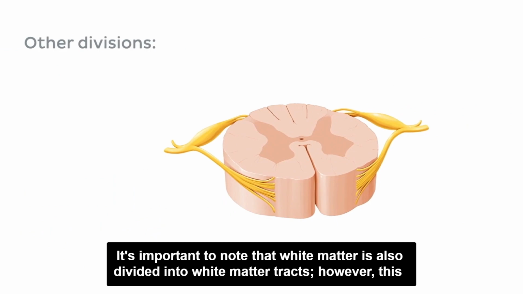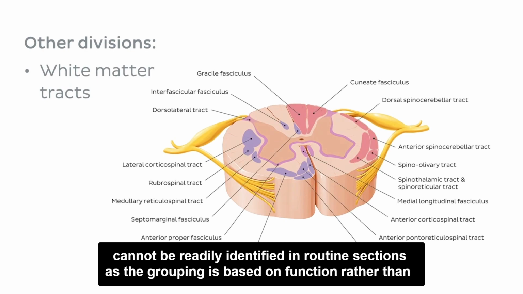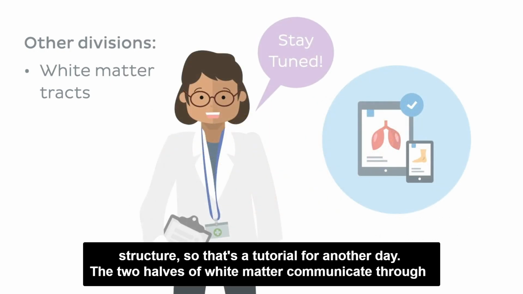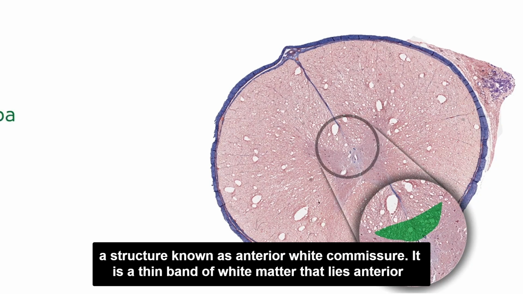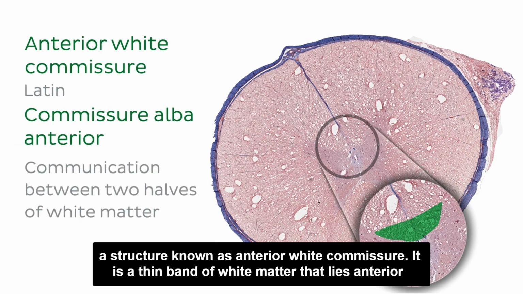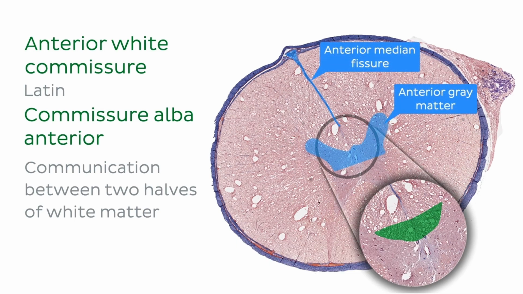It's important to note that white matter is also divided into white matter tracts. However, this cannot be readily identified in routine sections as the grouping is based on function rather than structure, so that's a tutorial for another day. The two halves of white matter communicate through a structure known as anterior white commissure. It is a thin band of white matter that lies anterior to the central canal, located between the anterior median fissure and the anterior gray matter.